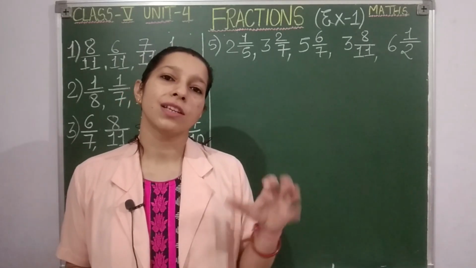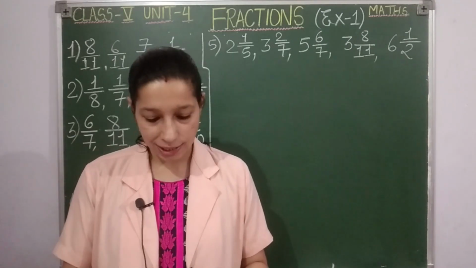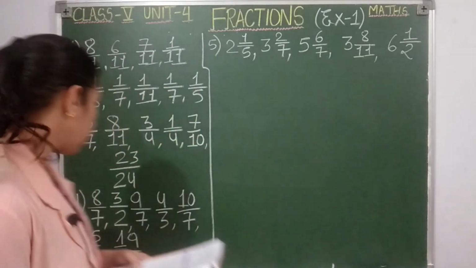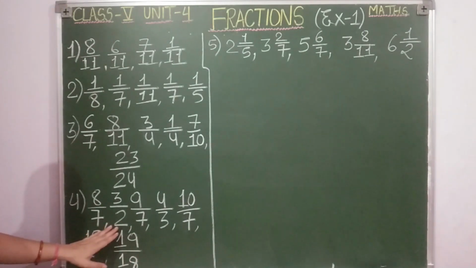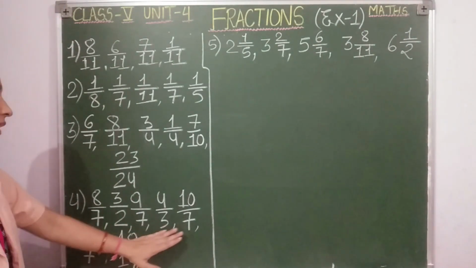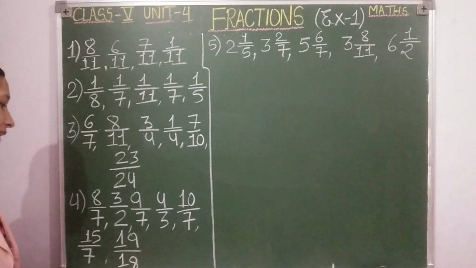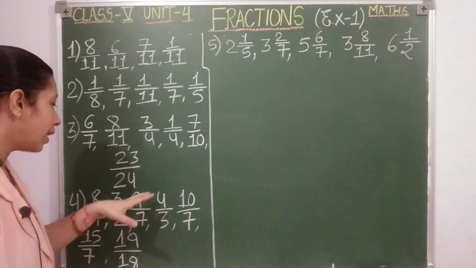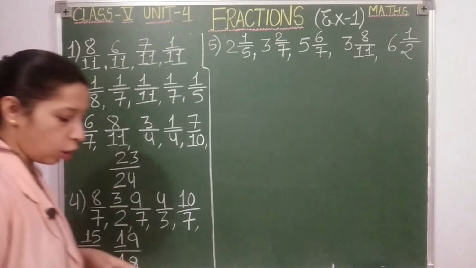See such numerators which are greater than its denominator and circle. Okay, so let us see what is the answer. 8 by 7, 3 by 2, 9 by 7, 4 by 3, 10 by 7, 15 by 7 and 19 by 18. Here all the numerators are greater than the denominators.